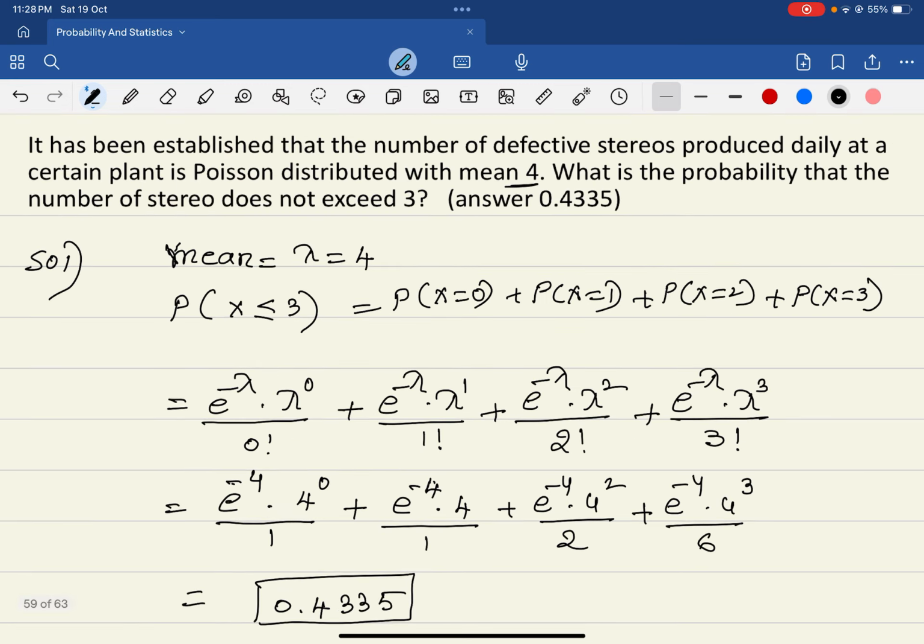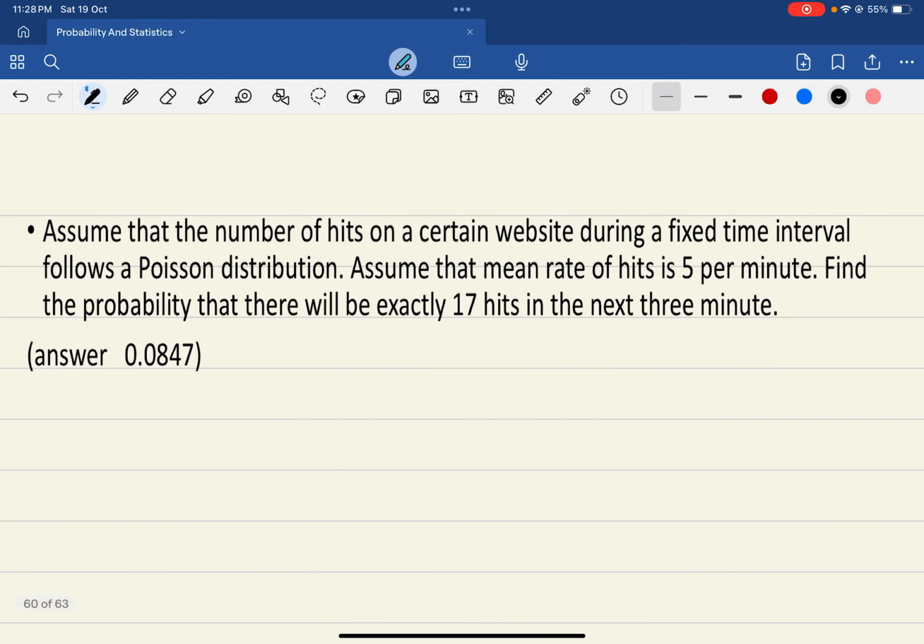These are all direct questions actually. Now let us go to the next question. Assume that the number of hits on a certain website during a fixed time interval follows a Poisson distribution. Assume that the mean rate of hits is 5 per minute. So what do you mean by mean rate? It means lambda is equal to 5, already given. Now find the probability that there will be exactly 17 hits. So x is 17 and lambda is 5. These two are already given, so it is a direct formula application.